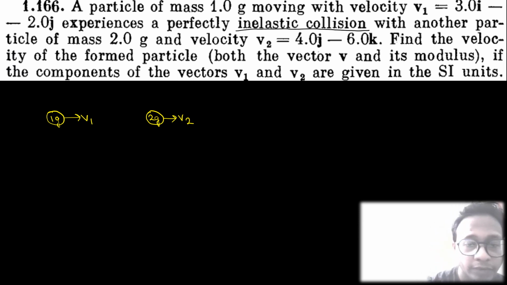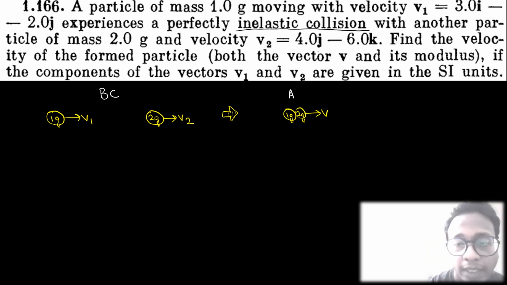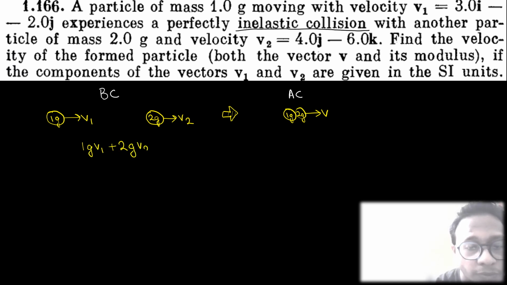So before collision it was this value, and after collision both bodies stick together and move with some common velocity v. In every type of collision, what can you always apply? Conservation of momentum. The momentum before collision: 1 gram into v1 plus 2 gram into v2 should equal 1 gram plus 2 gram, which is 3 gram, into v.